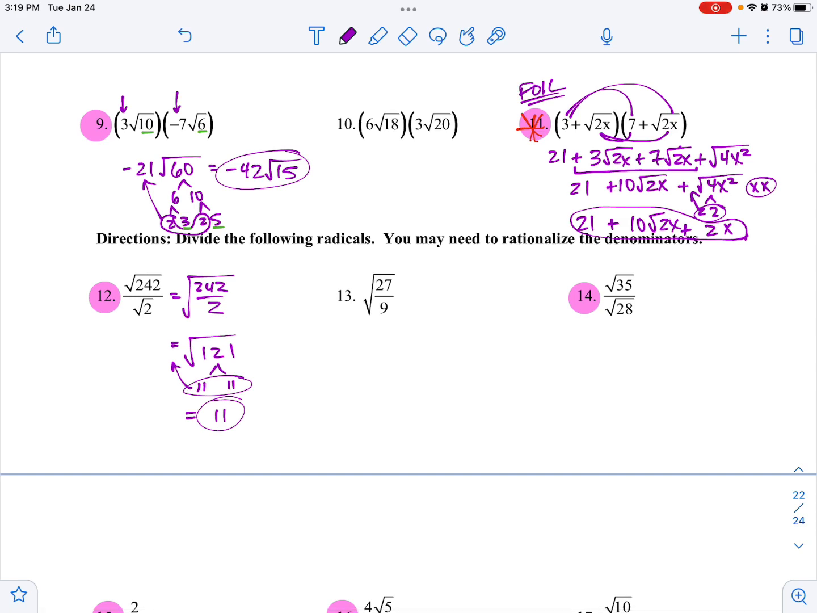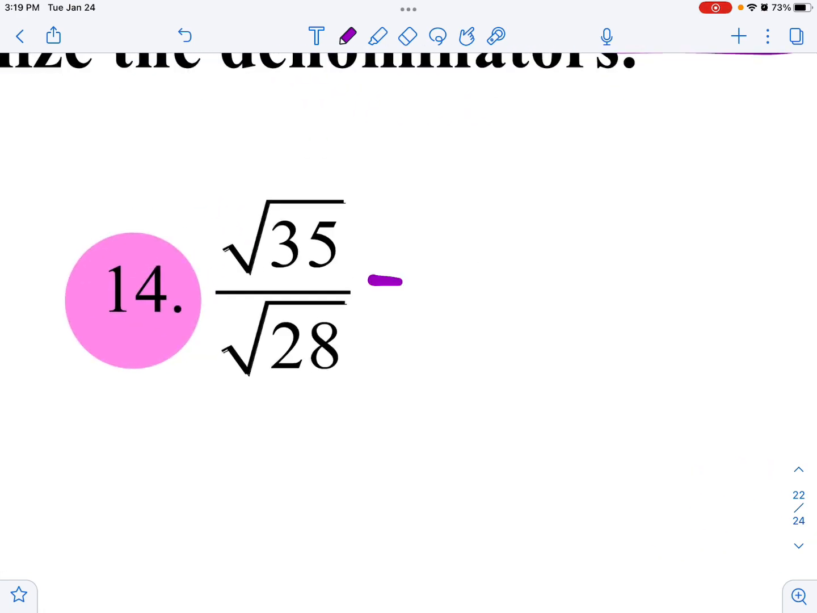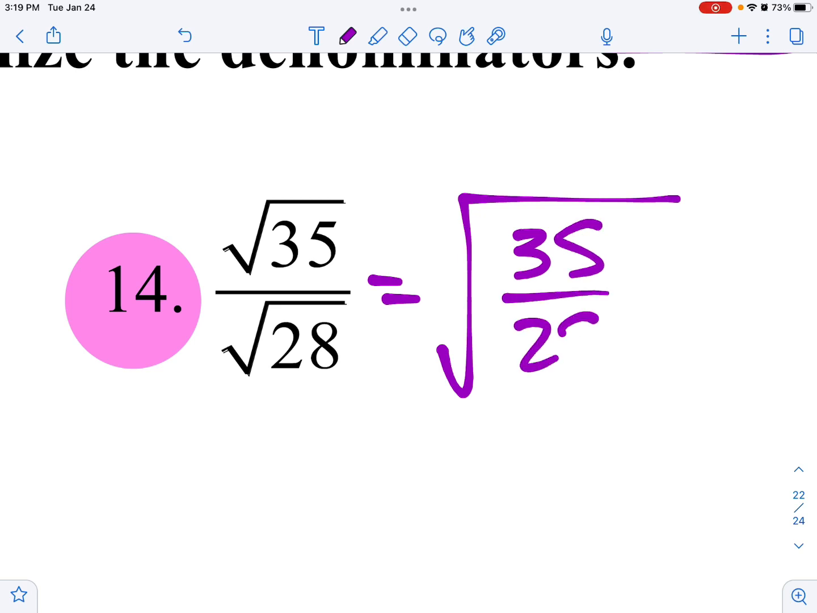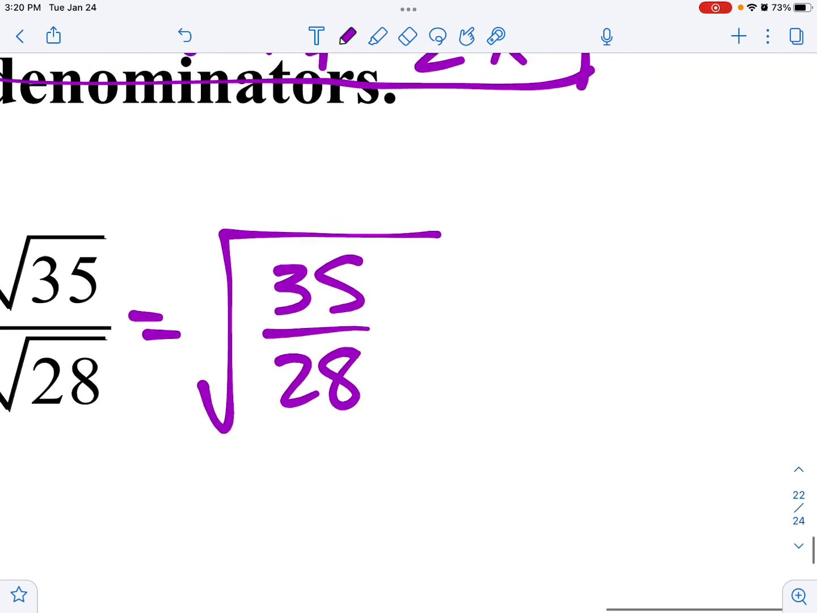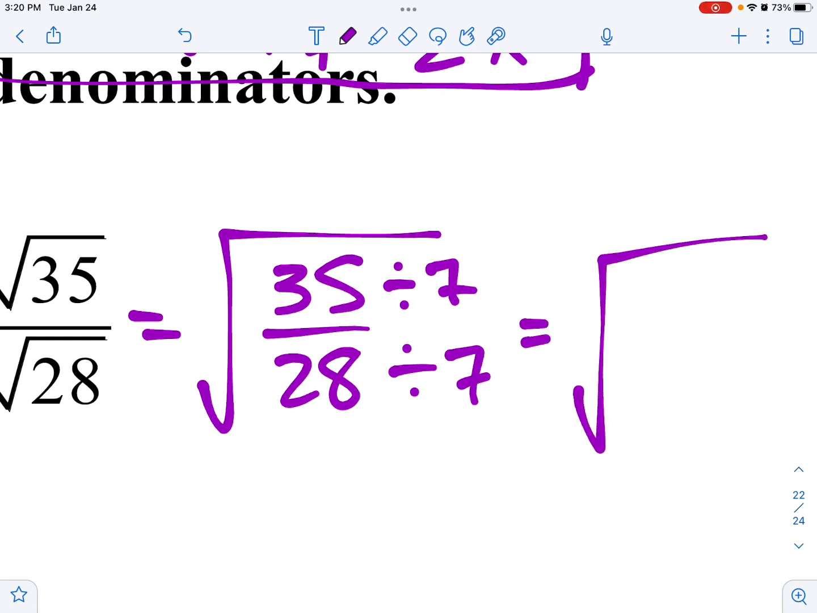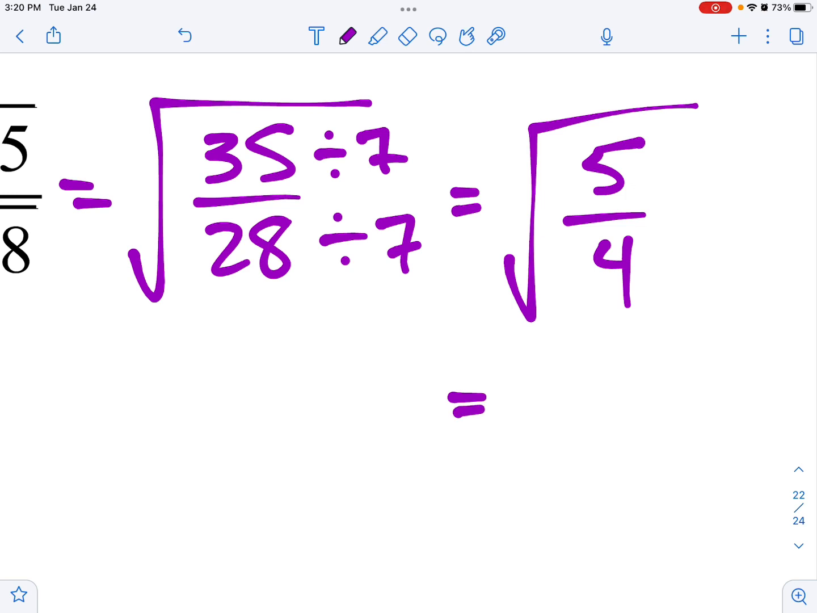Another strategy for these, again, I'm going to put this all into one radical. So 35 over 28. This radical or this fraction can reduce. Like ignore the radical for a second and just look at the regular fraction. You can divide both of these numbers by 7. Did you know that? So keep the radical because I haven't done anything about groups of 2 yet. All I'm doing is reducing the fraction and it gives you 5 over 4. So this means that it's radical 5 over radical 4.